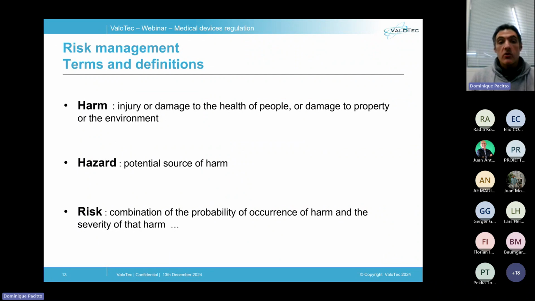The first one is the definition of the harm, which is an injury or damage to people, property, or the environment, meaning that a harm is a physical notion without any consideration of probability. The hazard is a potential source of the harm. This is what may generate the harm. And the risk is the combination of the probability of occurrence of a harm with its severity, meaning it is a combination of probability and severity of the harm. And you will see that the way the risk is evaluated follows exactly this definition.